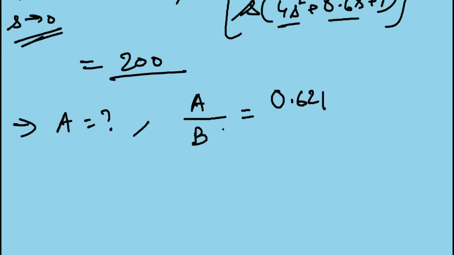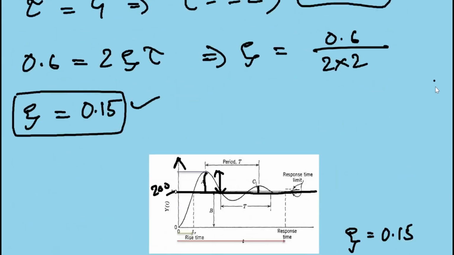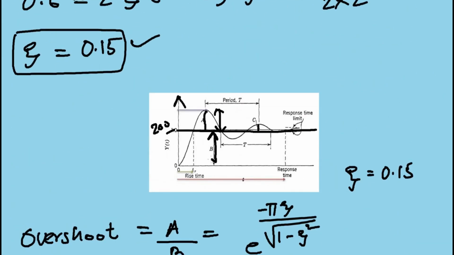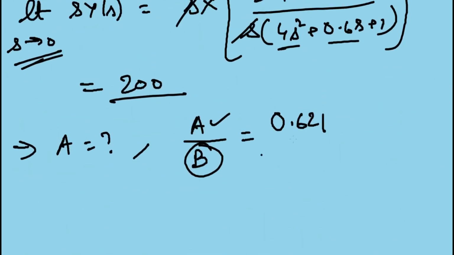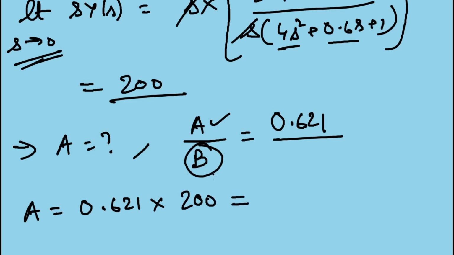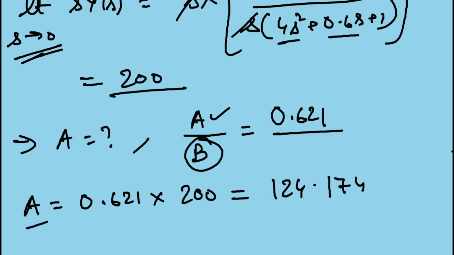Now if I know the value of b, I can calculate this. So what is b? If you see in this figure, b is nothing but the ultimate value. So b equals 200. Overshoot I know, so I can easily calculate a. A equals 0.621 into b, which is 200. If I do this, the value of a that I will get is 124.174. So now I know the value of a.